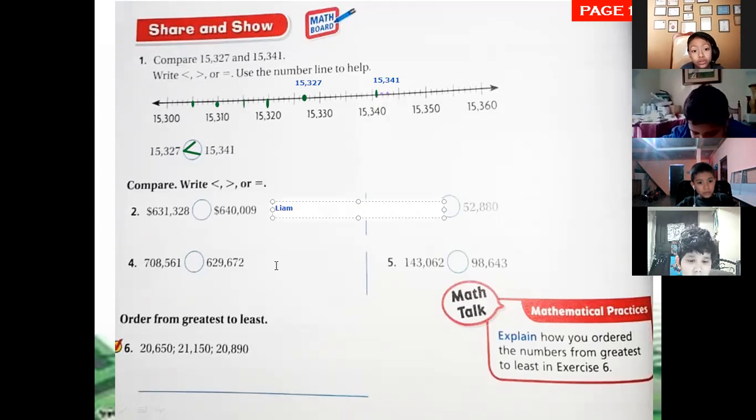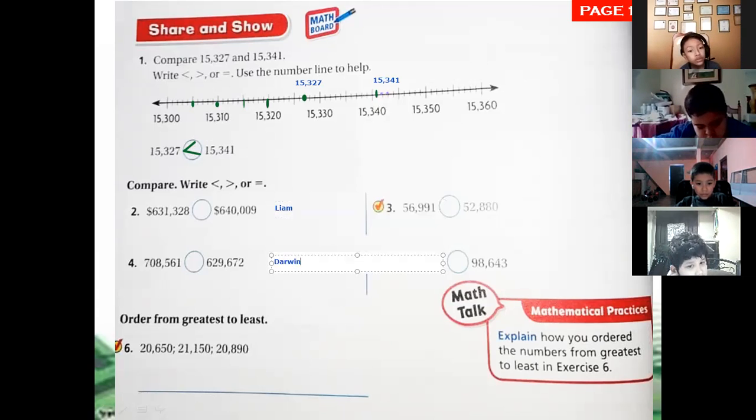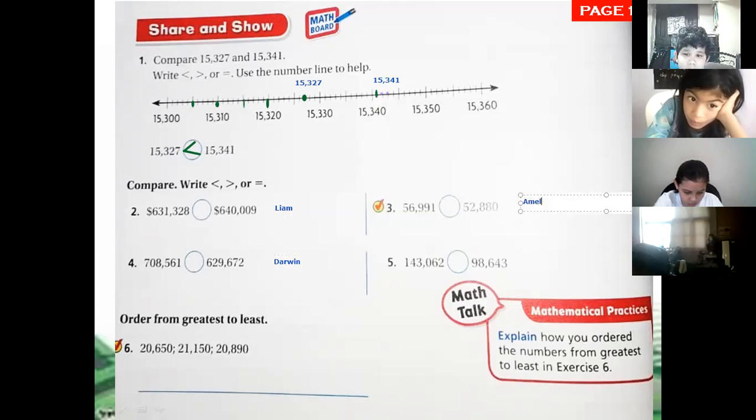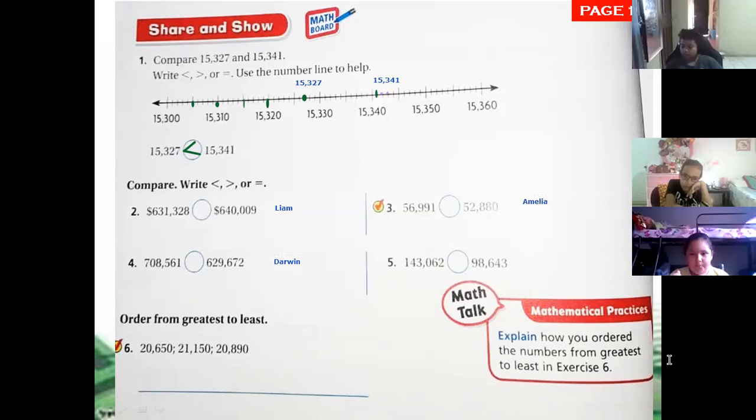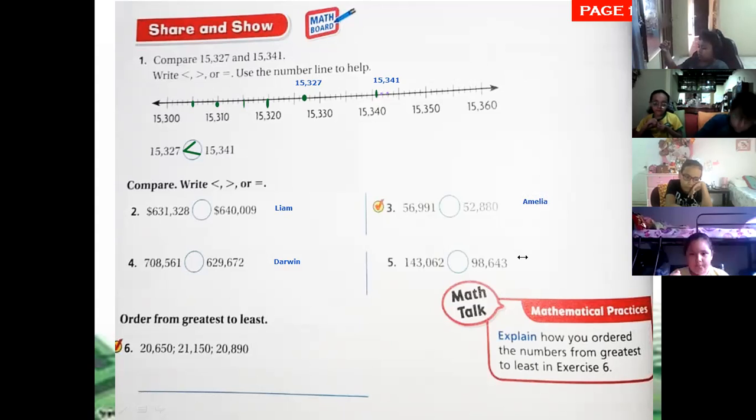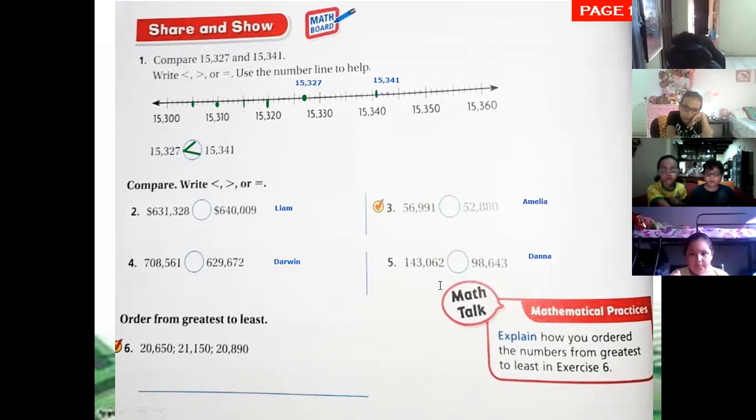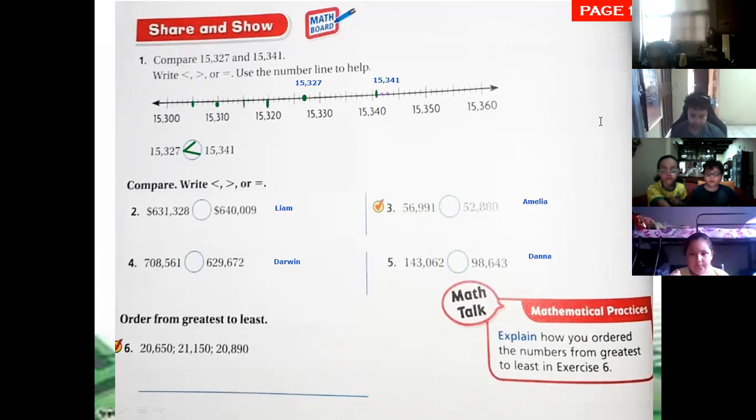So, Leon, Darwin, Amelia, and Dana. I cannot see Dana. Okay, so I want you to compare those numbers. When we compare, we are going to try to see which one is the fewer or which one is more than, okay? Or the greatest, who is the least or greatest. You are going to solve that, people. I want to see Leanne, Darwin, Amelia, and Dana over there. Tell me, Camila.